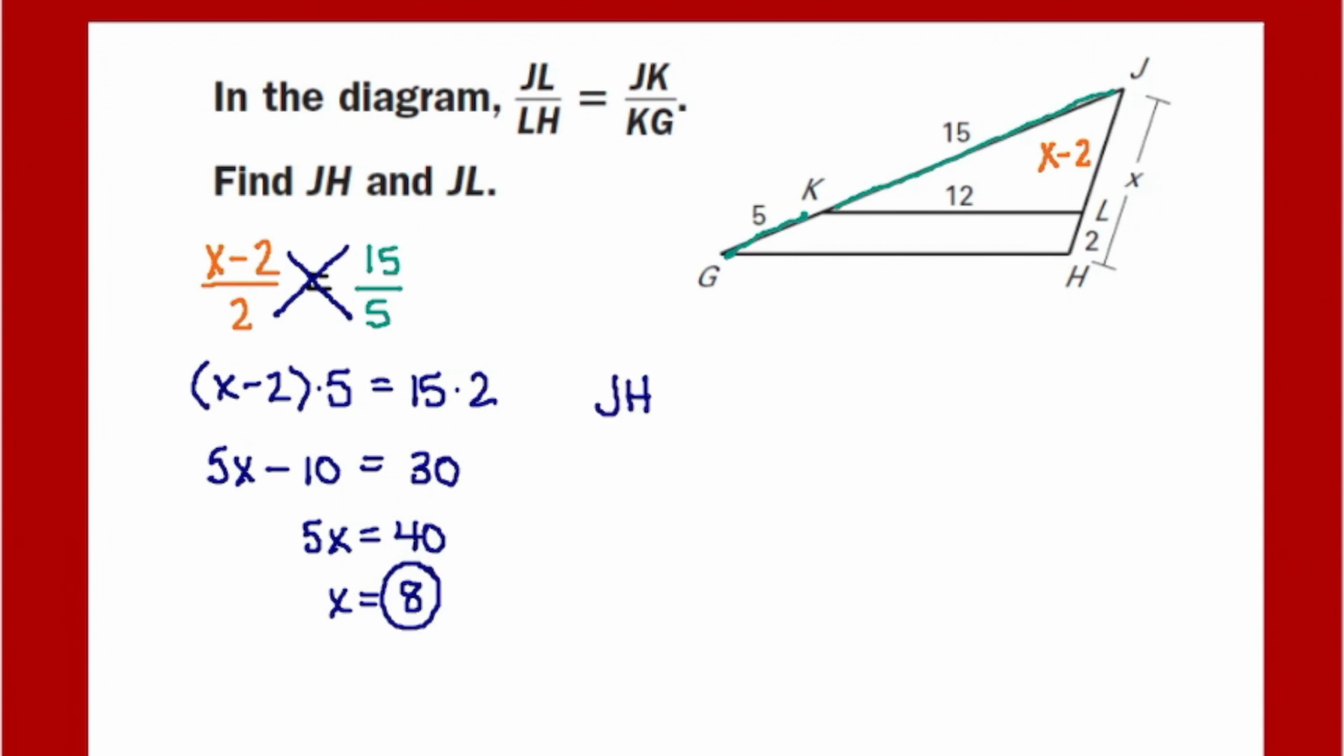Remember that x was the length of JH. We were also supposed to find the length of JL. JL was the x minus 2, so 8 minus 2 is 6. And I think that makes sense. If this was a 6, then the entire thing would be 8. And 6 to 2 is equal to 15 to 5. Those are both equal to 3 to 1.